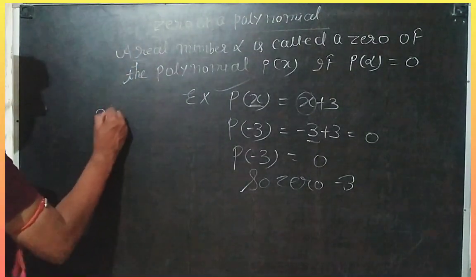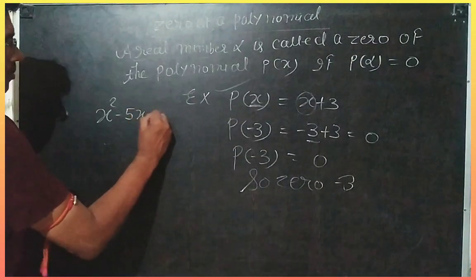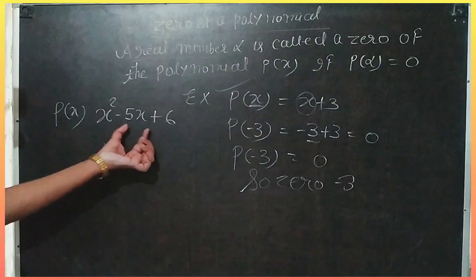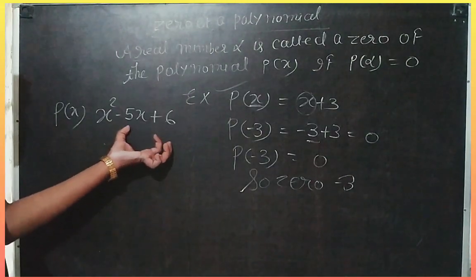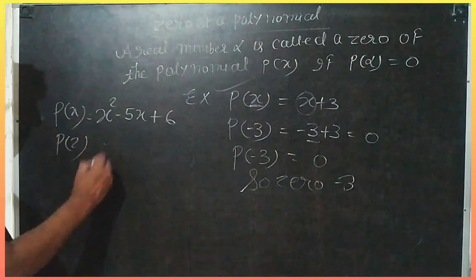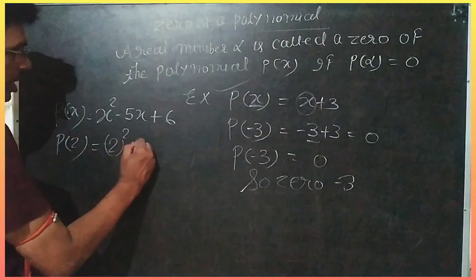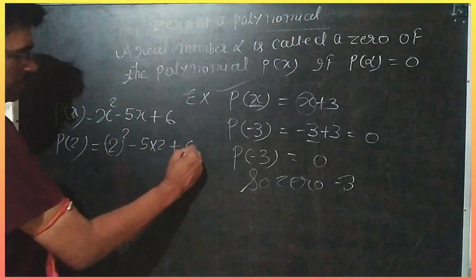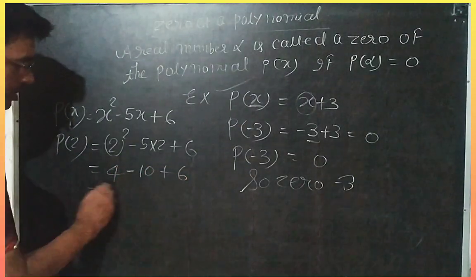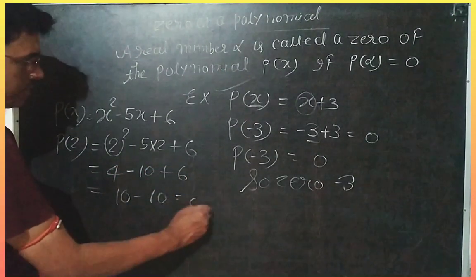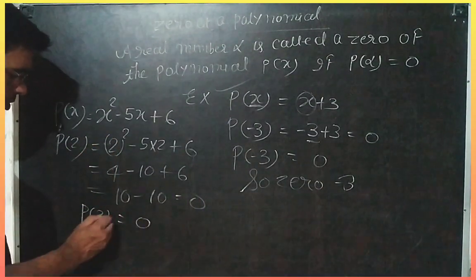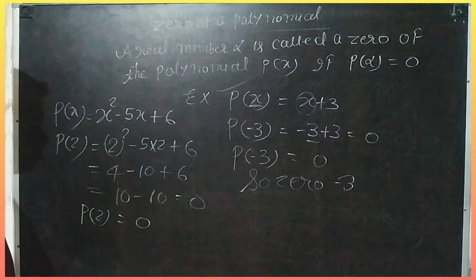Similarly, another example like x squared minus 5x plus 6. It is a polynomial. So what is the value of x when we put it here so that we get 0? Suppose we write here 2. Then it is 2 squared, minus 5 into 2, plus 6. Then it is 4, minus 10, plus 6. Then 10 minus 10 is 0. So P(2) is equal to 0. Then 2 is the zero of the polynomial.